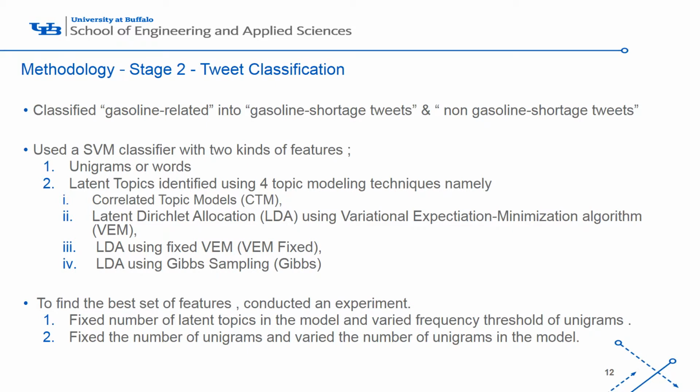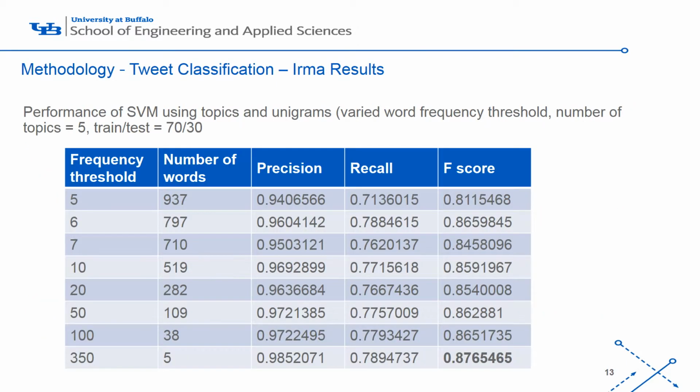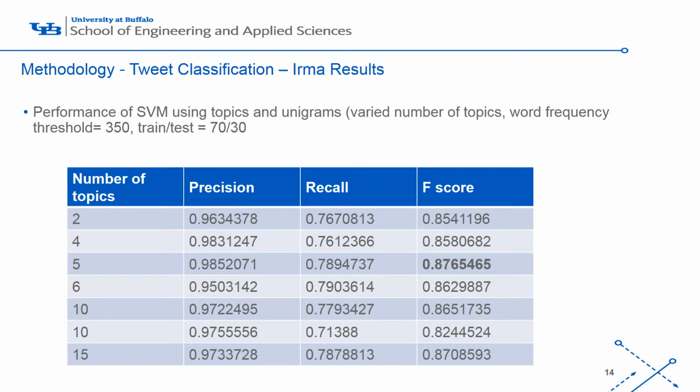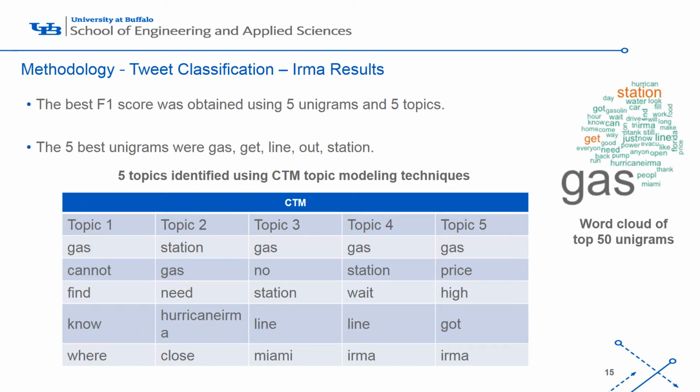To find the best number of features, we conducted an experiment. We fixed the number of latent topics in the model and varied frequency thresholds of unigrams, and then finally we fixed the number of unigrams and varied the number of topics in the models. So this is how we got the number of topics. The best F1 score was using 5 unigrams and 5 topics. The 5 best unigrams were gas, get, line, out, at, station, and the 5 topics were as follows.